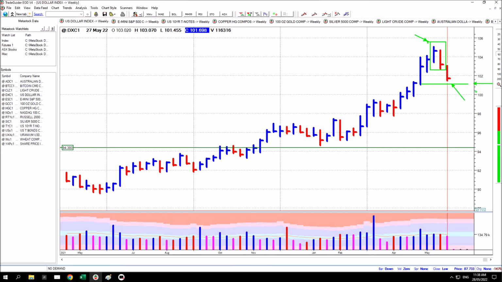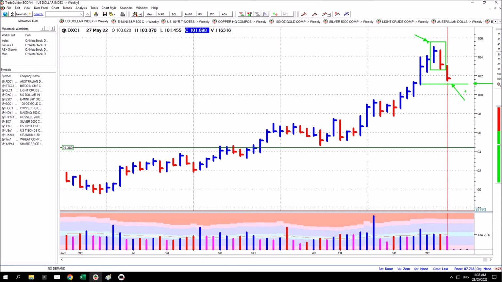Yes, price has come back, but price hasn't broken down. And this level here, it's approximately 101. That's the level to watch for any significant weakness to emerge. And if there was significant weakness in this market, commodities would really get a benefit. They'd get a huge tailwind, so watch for that. 101 on the US dollar index.